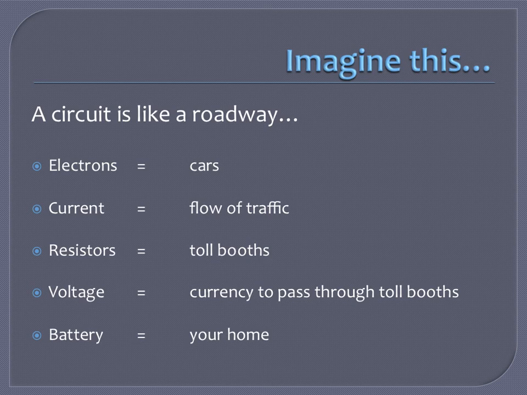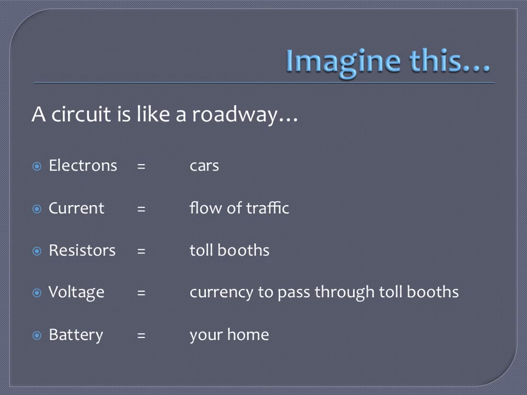Before we even get into some of the topics, I want you guys to imagine this. A circuit is like a roadway. And so what is going to be our cars? We're going to imagine the electrons, the individual electrons that flow through the circuit as cars driving down a roadway. And so when you have that flow of traffic, that's what we call our current here.